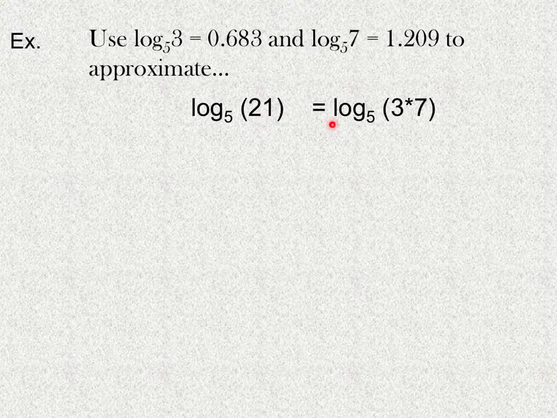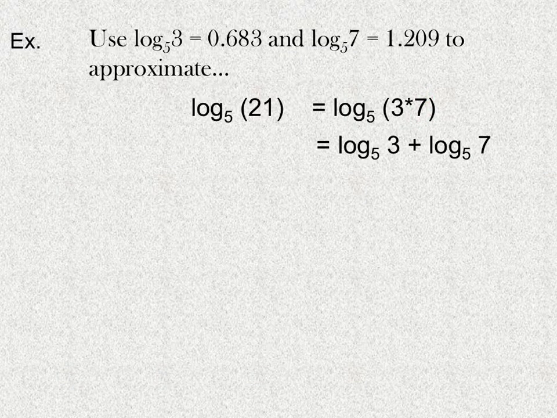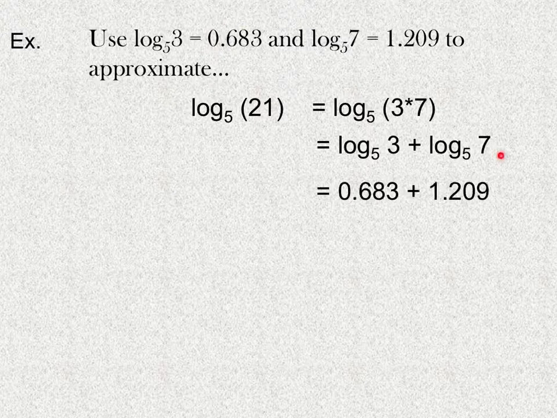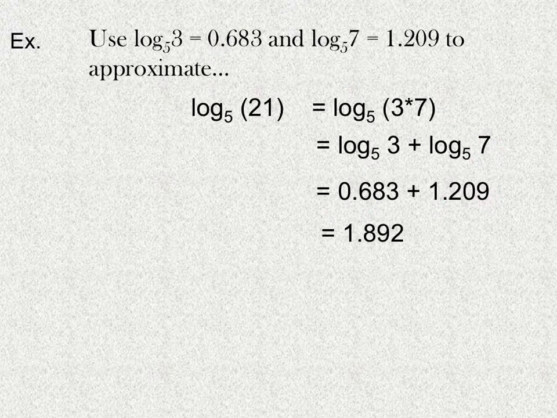Set it up into a sum of logs of the factors. So it's going to be log base 5 of 3 plus log base 5 of 7. And then, of course, we can just substitute log of 3 with 0.683 and log of 7 with 1.209. Then you just add those, you get 1.892. So this is one way you can approximate, given these numbers. You can approximate certain expressions without the use of a calculator.